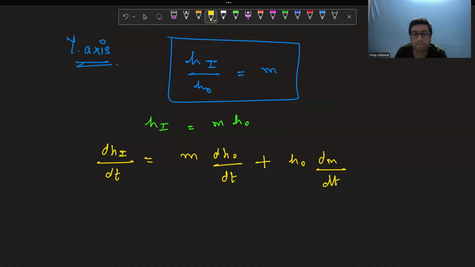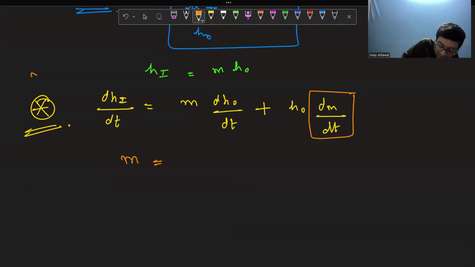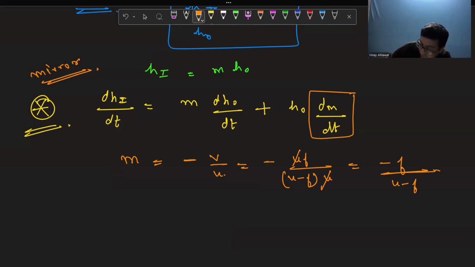Agreed? Yes, sir. That's your first part. Now you need to find this quantity separately, dm by dt. What was magnification, if I'm talking about mirror? So your magnification was minus of v upon u. Agreed? Yes, sir. That's minus of, what is v? That can be written as uf upon u minus f divided by u. So this can be written as minus of f upon u minus f. Agreed?